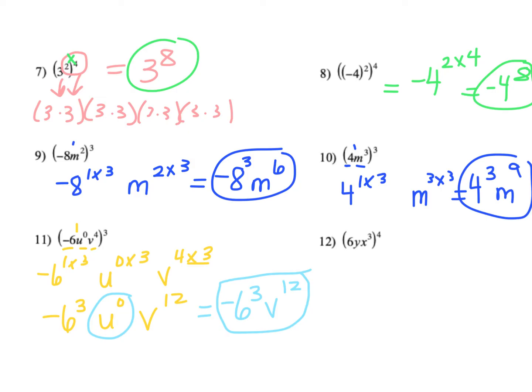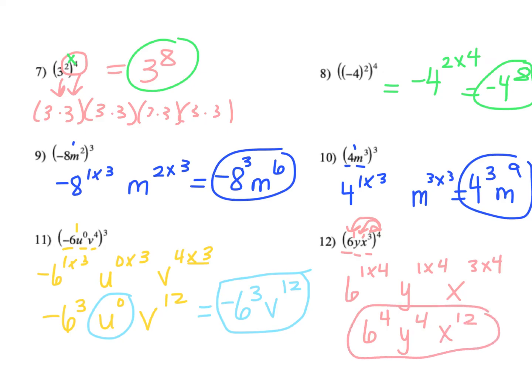All right, moving along. 3 terms in the next one, so this 4 goes to each term. And if there is no exponent, I put 1s in there. So I'm going to keep the base, multiply the exponents, keep the base, multiply the exponents, keep the base, multiply the exponents. Okay, so this is going to be 6 to the 4th, y to the 4th, x to the 12th. Okay, so if you see a power raised to another power, you keep the base and you multiply the exponents.